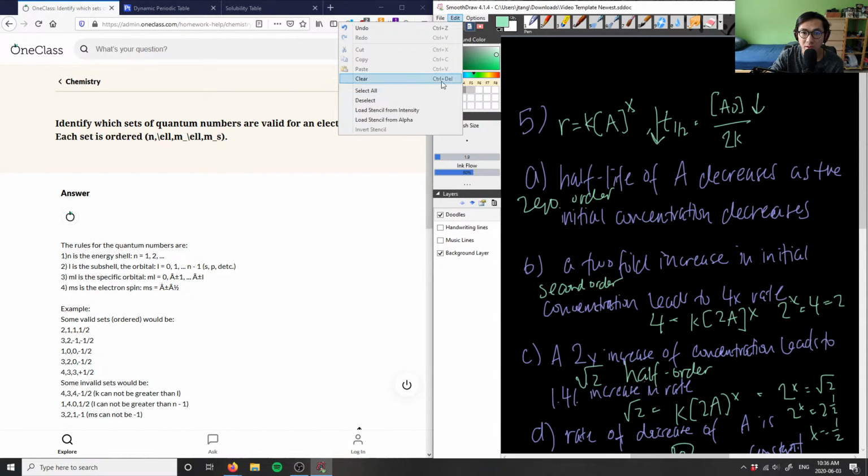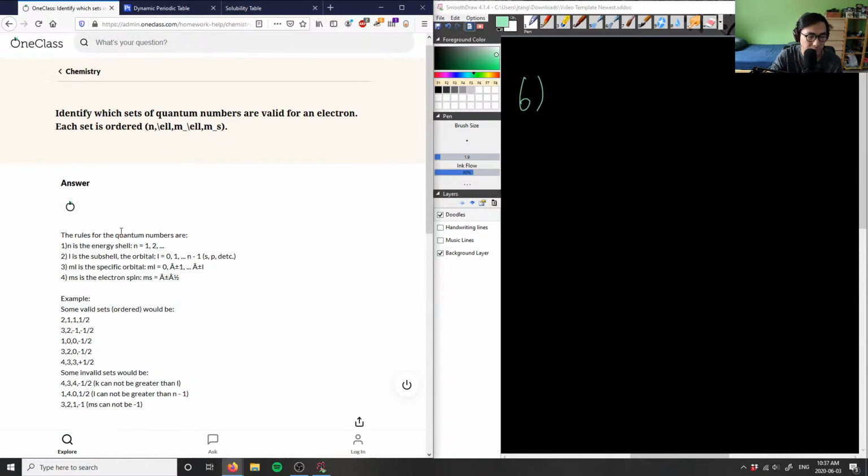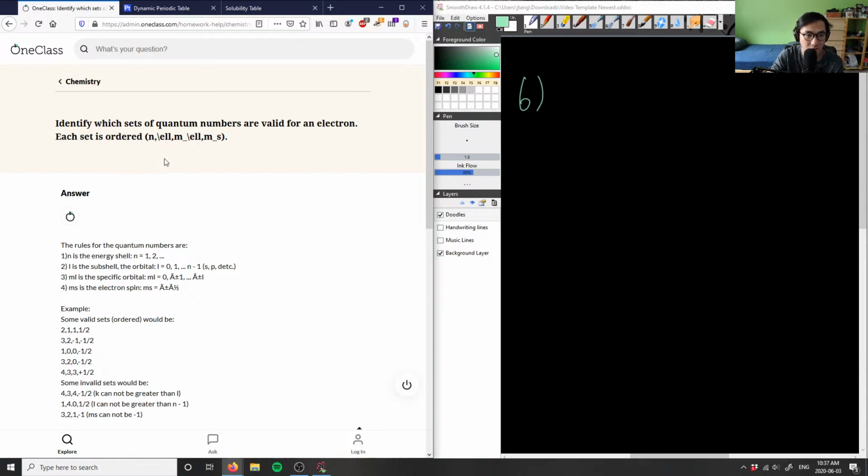Okay, that was number 5. Number 6, identify which sets of quantum numbers are valid for an electron. Each set is ordered. So there's not really a question here because I don't know which element I'm focused on here, but this is number 6. I'm going to see if I can reverse engineer this, or I guess to give you some examples here. Maybe I'll just describe what quantum numbers are.